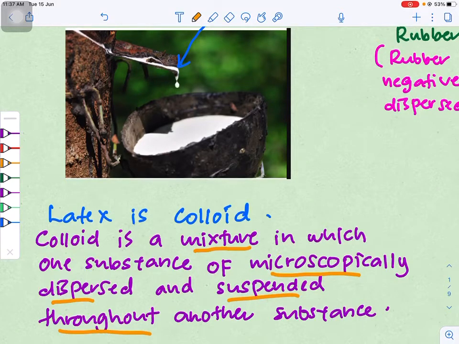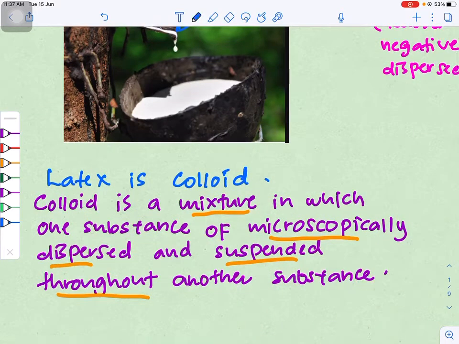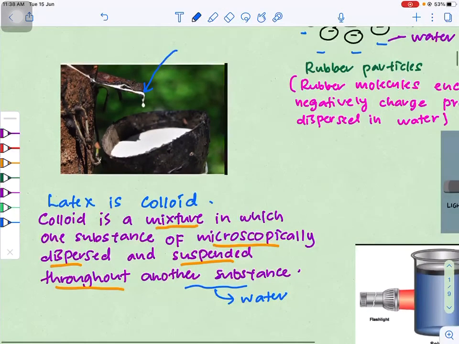What does it mean? Meaning that we have a very, very small substance. It's very small. So it is dispersed, berselerakkan and suspended. Dia terapung throughout another substance. What is the other substance? The other substance here, for this situation, is the water. Okay. So what comes out from the rubber tree is actually kita ada satu benda yang disperse in water. So bila water move, because it is very small, it's also going to move out from the rubber tree. So apa benda yang colloid tu, what is the thing?